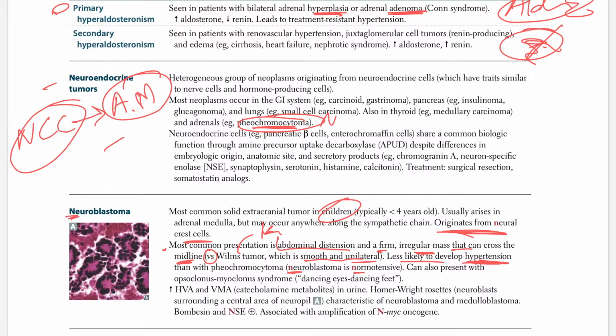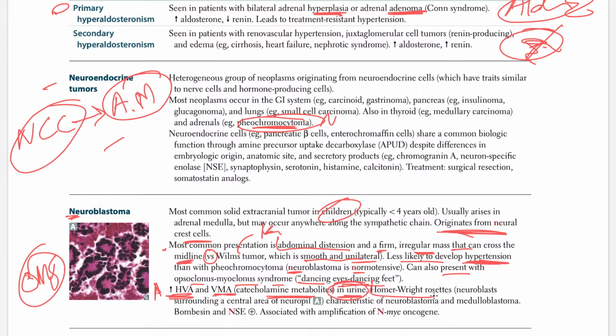Neuroblastoma is normotensive, and can present with opsoclonus myoclonus syndrome, which is dancing eyes, dancing feet, high yield. It's called OMS. OMS is dancing eyes, dancing feet. On top of that, the high yield point you will see is an increase in HVA and an increase in VMA, which are catecholamine metabolites in urine. So HVA and VMA will be seen in urine.